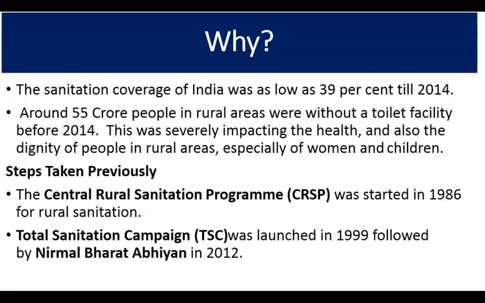Since independence there have been many government programs and schemes for the maintenance of sanitation and hygiene, such as the Central Rural Sanitation Program for rural sanitation. Next there was Nirmal Bharat Abhiyan in 2012. Even after these schemes, the sanitation coverage in India was 39% till 2014, and about 55 crore people in rural areas were without toilet facility. There were many health hazards related to it. That's why the government launched Swachh Bharat Abhiyan to improve the sanitation coverage in India.